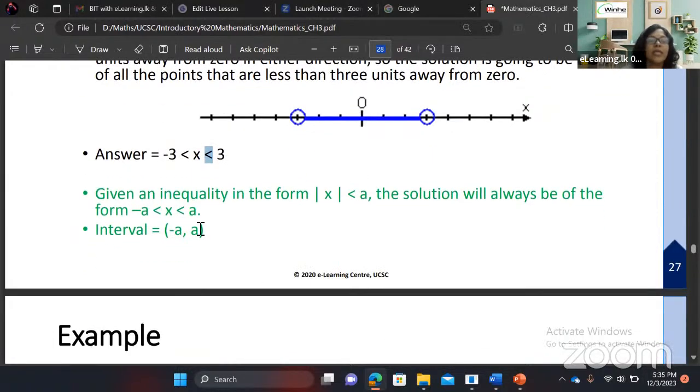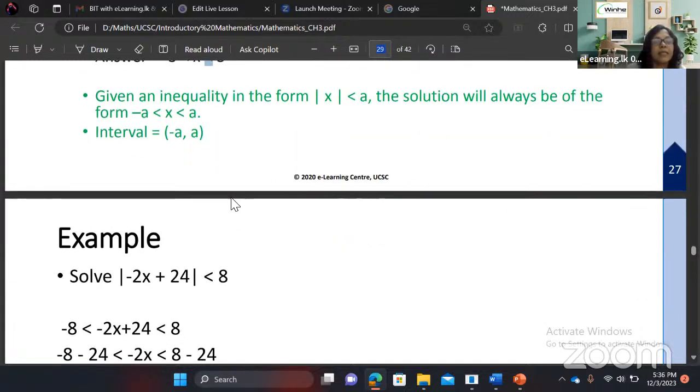Here it is shown that for any inequality of the form absolute value of x less than a, the solution is of the form minus a less than x and x less than a, or else x is greater than minus a and less than a, or else you can say x is between minus a and plus a. We write the interval as (minus a, a) within brackets, right?